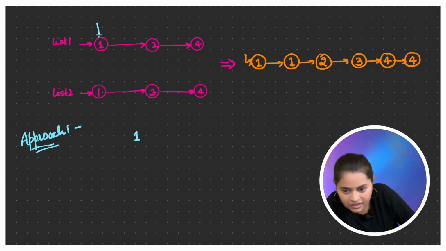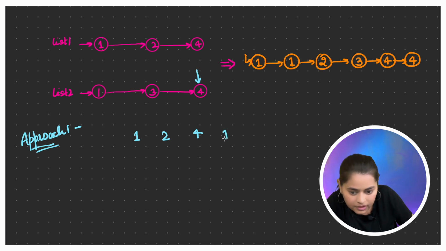Let's say we start traversing list 1. We have 1, we store 1 into our list. Then we have 2, we store 2 into our list, and then we have 3. Then we have 4, we store 4 into our list. So the list state will become this. Now after traversing the whole list 1, we come to list 2. We traverse list 2: 1, then 3, then 4. So we append the data of list 2 into the same list. Now we have this list.